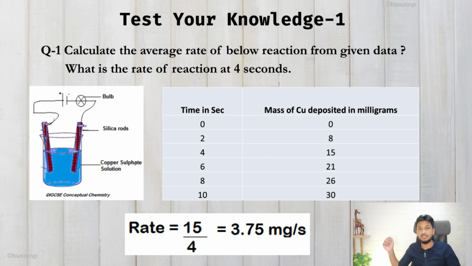So you will notice that the rate, guys, decreases from 3.25 at 4 seconds, but now the average is just 3 milligram per second. So why? We're going to answer this question in our next videos.